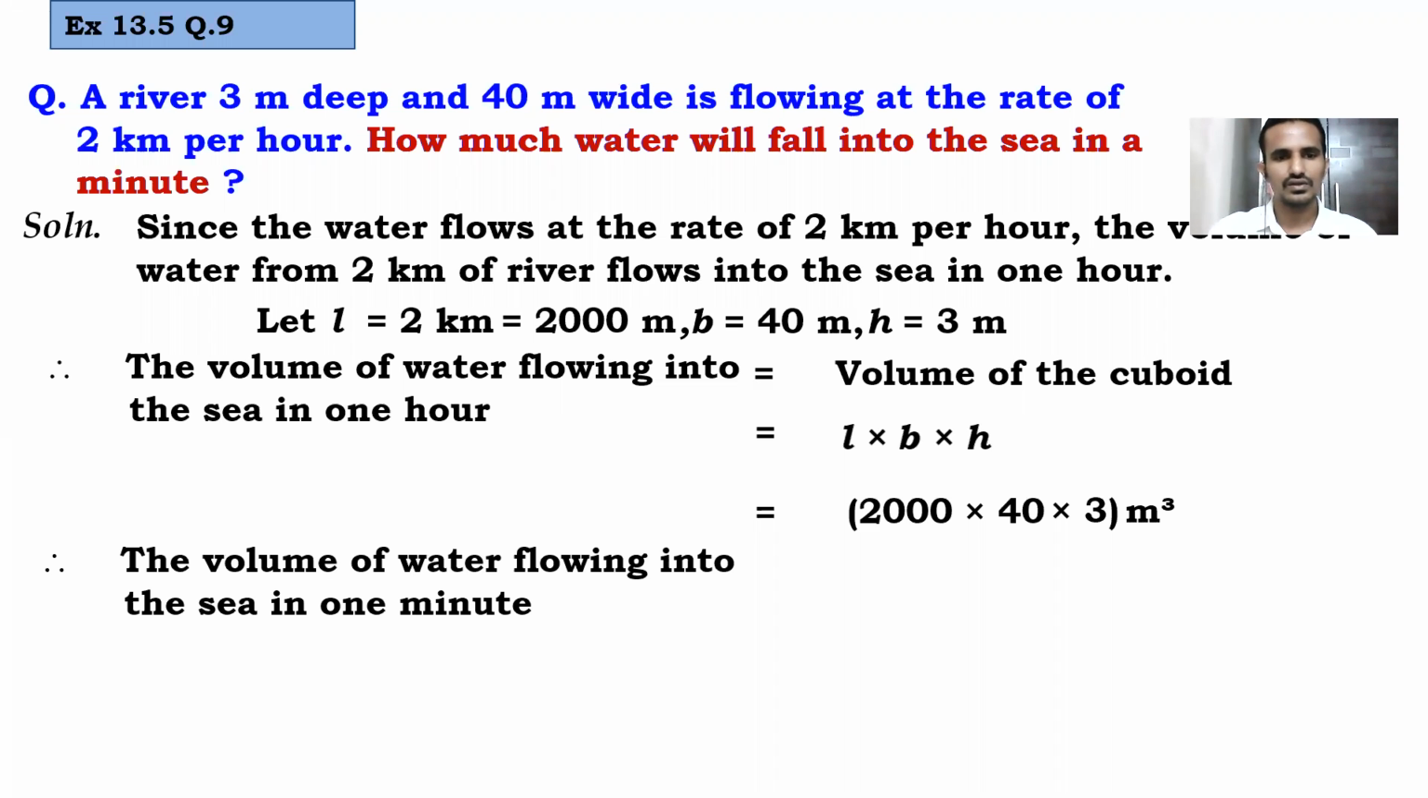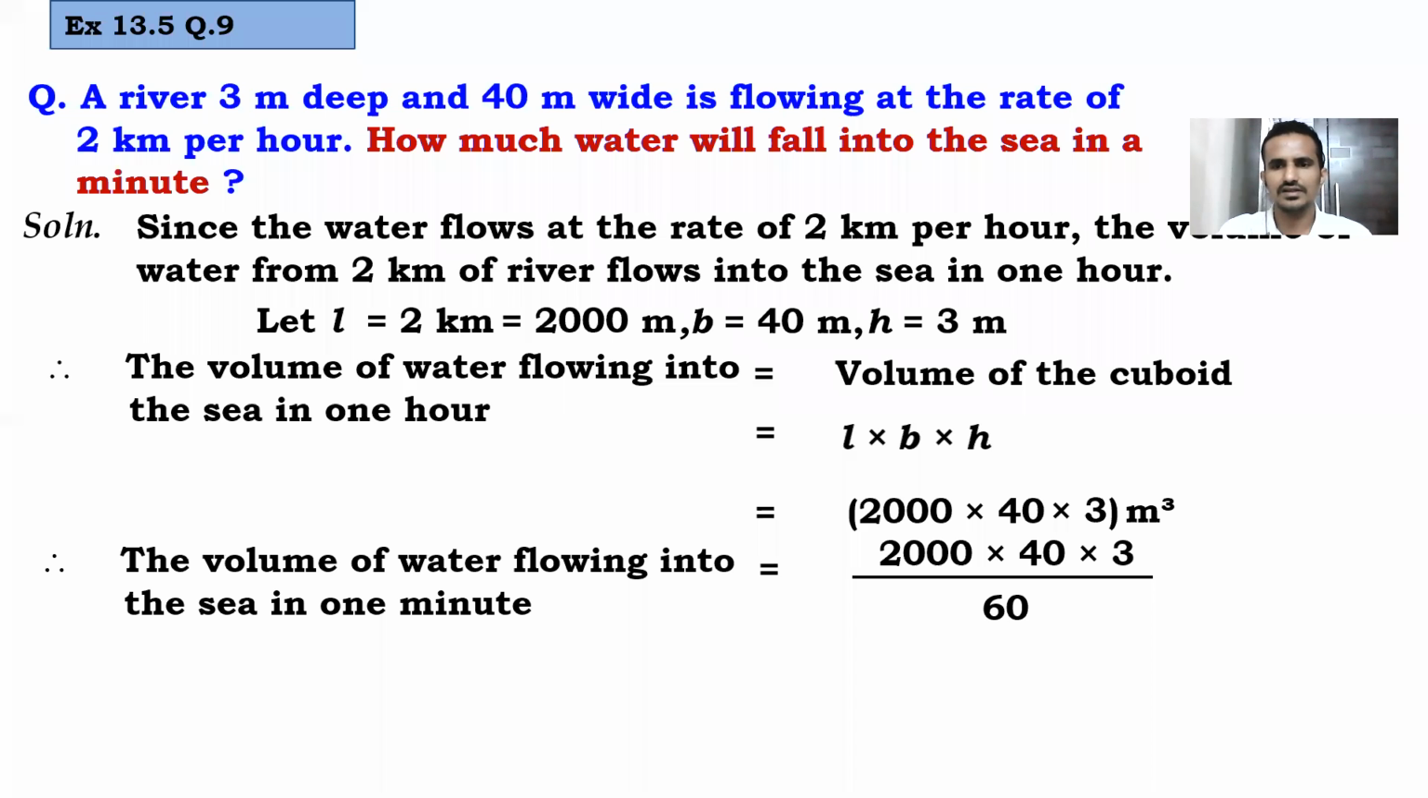Okay. So the volume of water flowing into the sea in 1 minute is the volume of water flowing in 1 hour, that is 2000 into 40 into 3 divided by 60. Okay, or you can write 2,40,000 divided by 60. Okay, the unit will again still be meter cube. So we can do cancellation here. Even if you write 2,40,000, you can still divide it by 60.